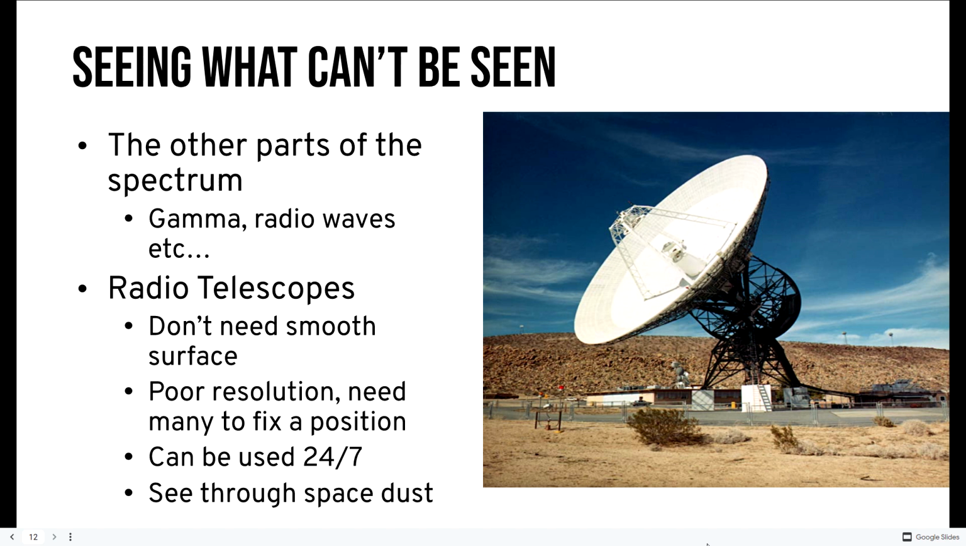These can be used 24/7. You don't have to have a person running this. Most other types of telescopes, you're going to have a person running it, or at least telling it, here's your program, run this program, and then coming back to check on it.